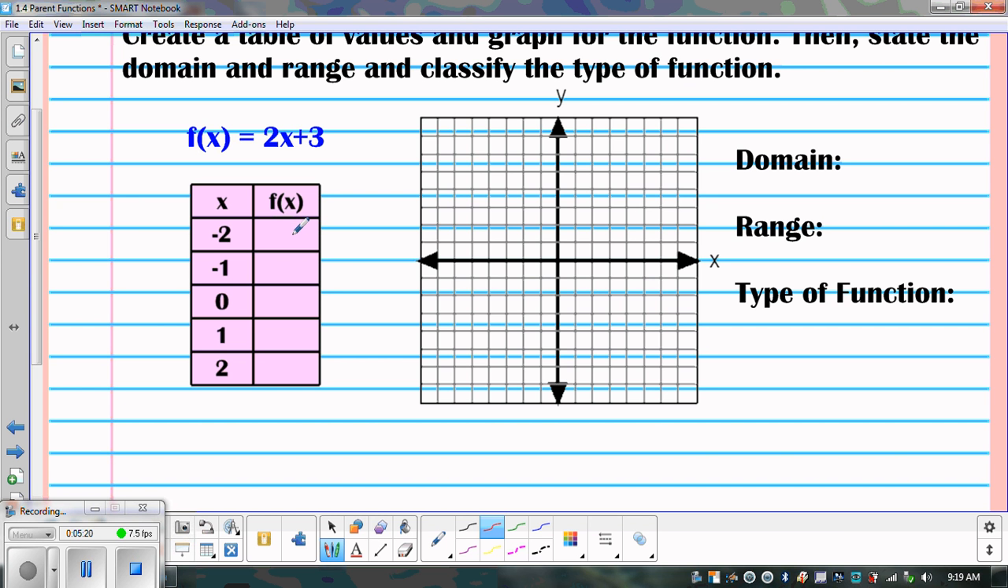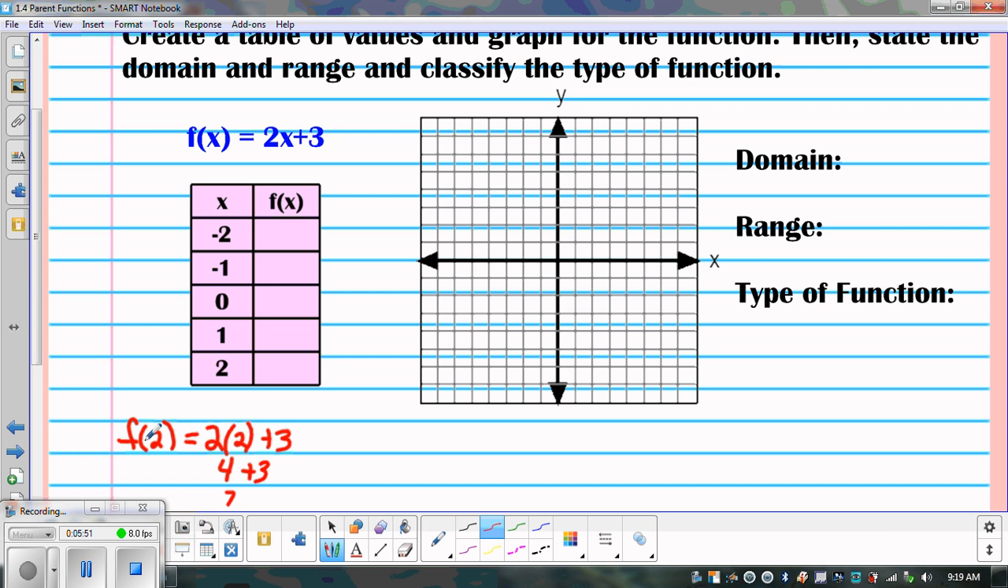Just like we did in 1.2 evaluating. When x is negative 2, I want to see what my function is. So I'm going to come down here and say when I have a function and x is 2, anywhere on the other side of the equal sign where there's an x, I'm going to sub in that 2. Order of operations would tell me to multiply first. 2 times 2 is 4, plus 3 is 7. So when x is negative 2, the y would be 7.